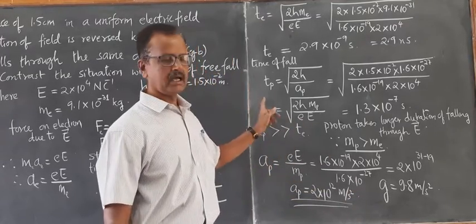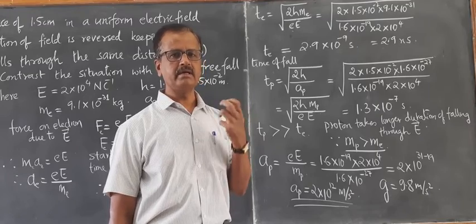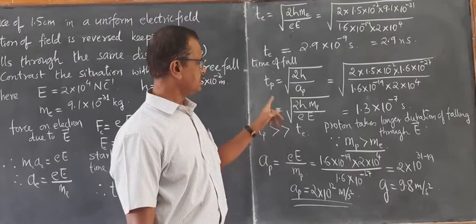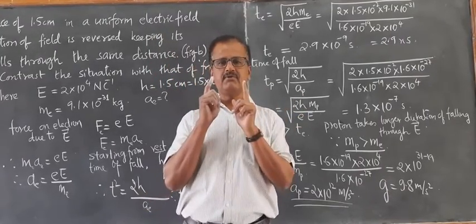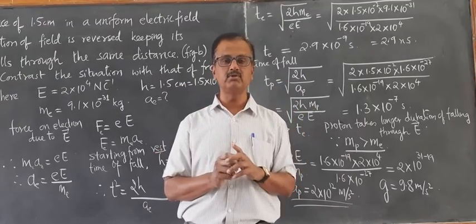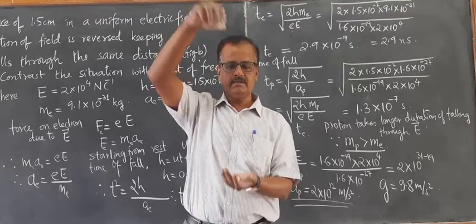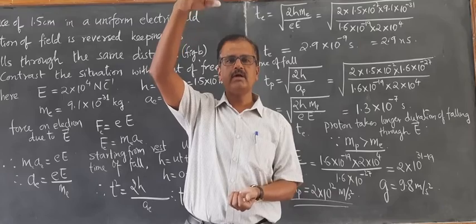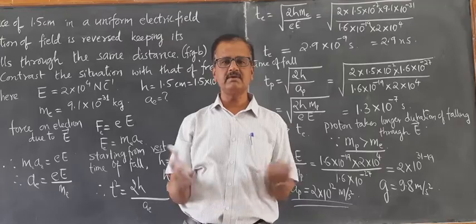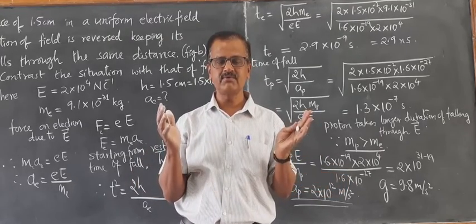The second thing is the time of fall due to the uniform electric field. Time of fall in the uniform electric field depends directly on mass, whereas for free fall, time of fall is independent of mass. This is the important thing to be noted. For any free-falling body from a certain height, whether it is a light chalk or a heavy rock, when dropped from the same height, the time to reach the ground is always the same. It is independent of the mass when freely falling under gravity.